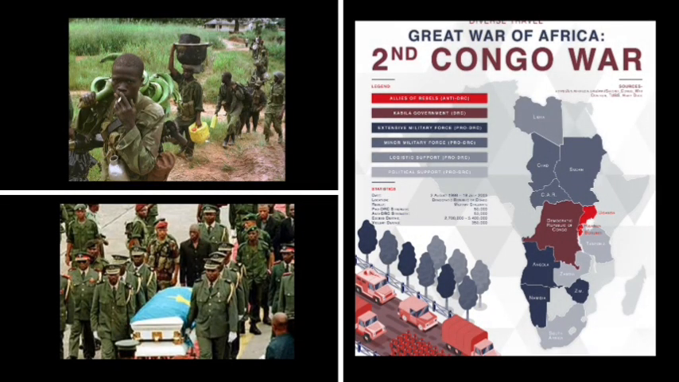On this slide, I thought this map was pretty interesting. I thought it did a good job showing all the countries that were impacted by the Second Congo War, and these images here show just soldiers in the war, walking. You see this guy has a bunch of bananas and is smoking.